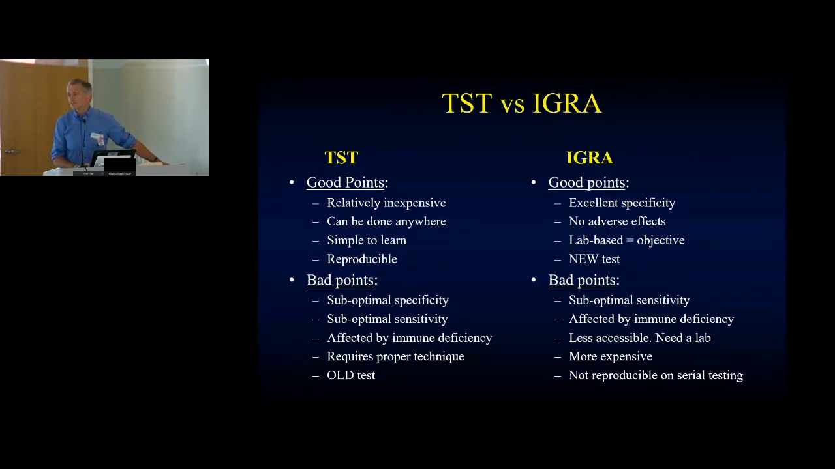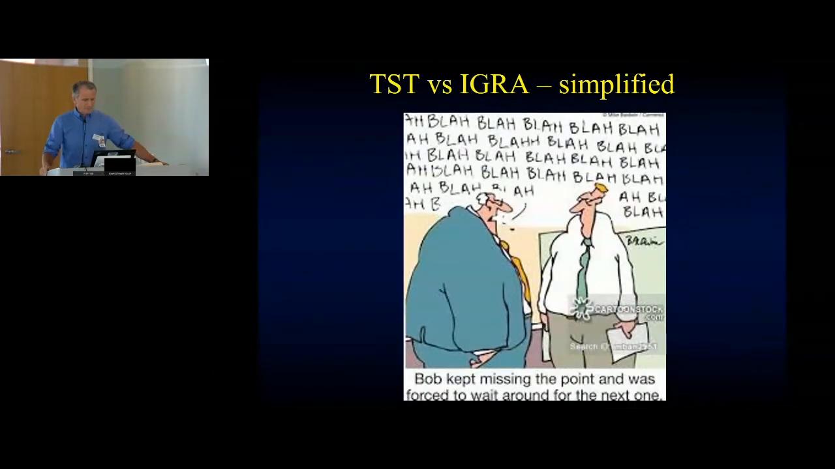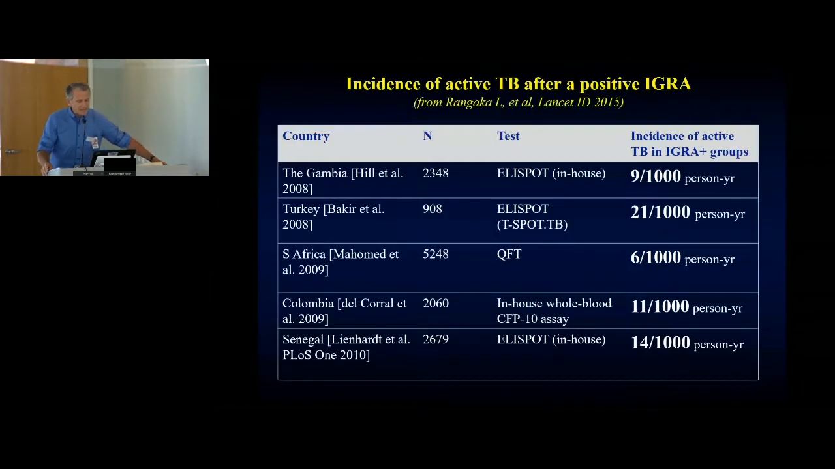Here is a more simplified version of the TST versus IGRA debate. It goes something like this between two people. But as it says below, Bob kept missing the point. So what's the point? The point is that for both tests, we can look at the incidence of active TB after a positive test. With TST, what's the incidence? It's debatable, maybe 10% cumulative lifetime. And the same with a positive IGRA. This is in the first year or two in a household context, where we think of a high-risk group. All of these estimates are 9 per thousand, so a bit less than 1%, up to a little over 2%.